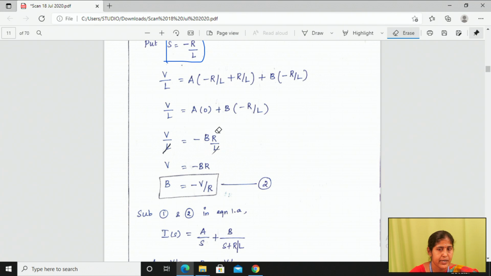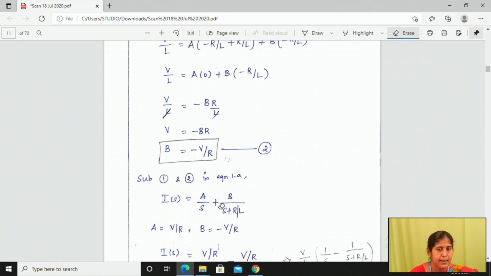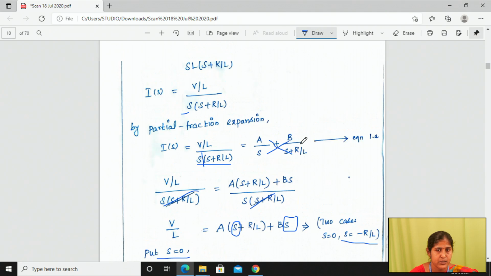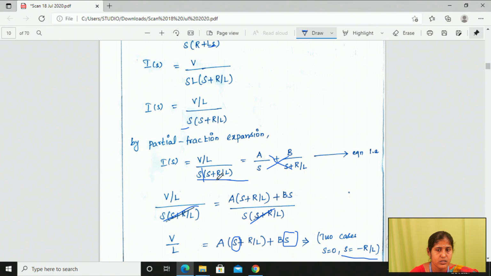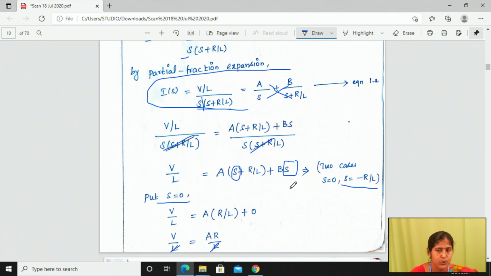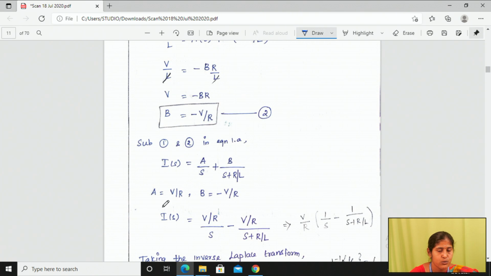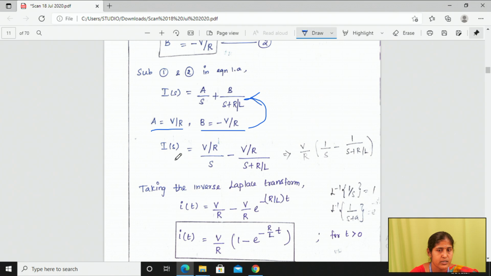Now what do we have to do? We have to substitute the A and B values in the given I of s function, and finally we can get I of s. So the A value is V by R and the B value is minus V by R. Now you have to substitute the A and B values in the above equation. So I of s is equal to V by R divided by s minus V by R divided by s plus R by L. Right?